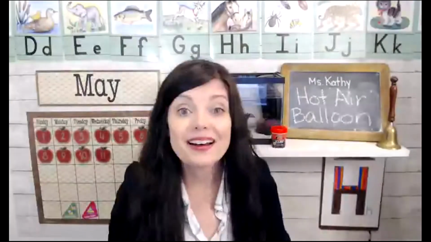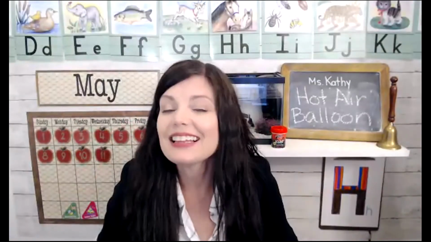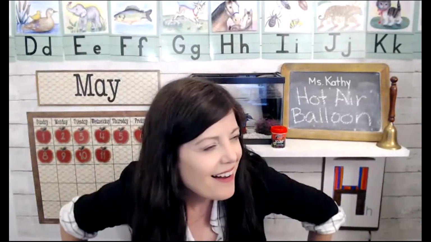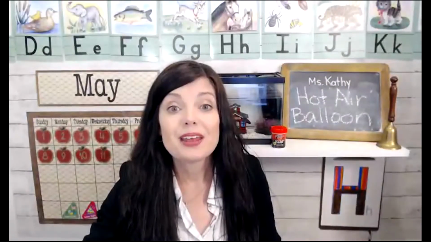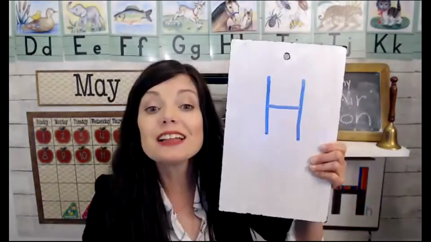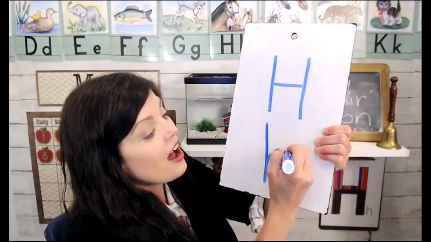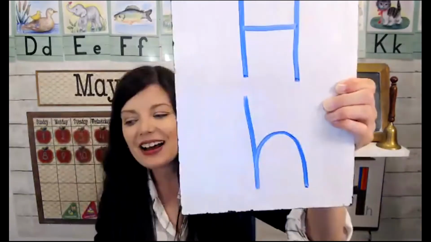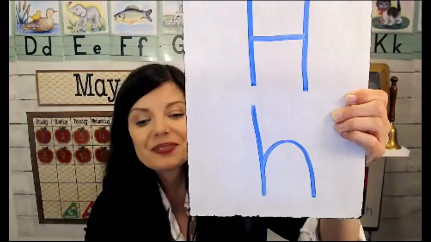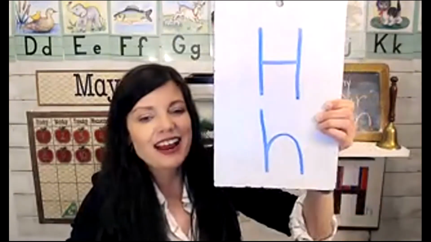One hop. Oh, you're good at hopping. Let's do it again. One hop. Well, that's all you need for the little H. You just need a one and then hop over. One hop. Let's practice that on our handwriting paper.